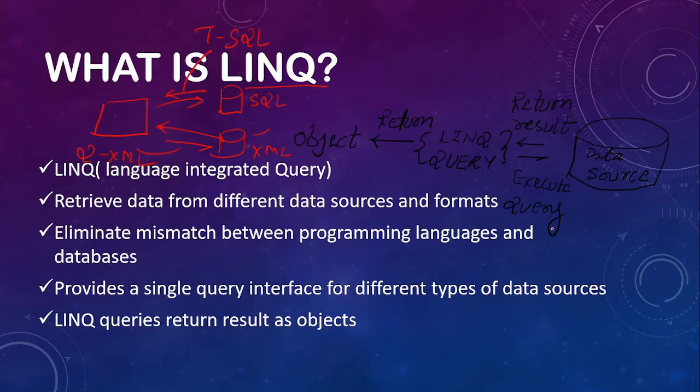So Linq basically interacts with your data source, executes the query, and returns the result as an object. This object can be anything. If you are asking for a data table, it will give you a data table. If you are asking for a string value, it will give you a string value. If you are asking for a list, it will give you a list. So the return type is always an object.